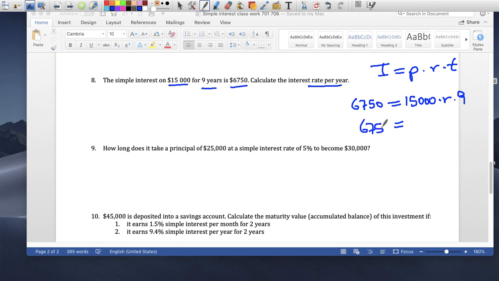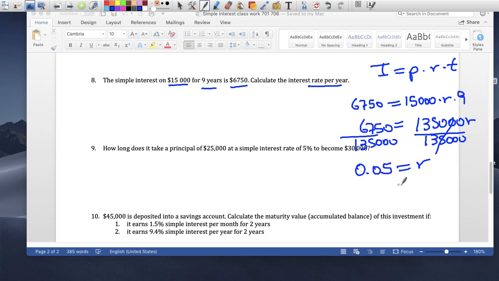So this is 6,750. On the other side, I'm going to multiply 15,000 times 9, and that's going to give us 135,000R. Now I divide by 135,000 and divide by 135,000. So R, let's divide 6,750 divided by 135,000, and that's going to give us 0.05. And if we change that to percent, it's going to be 5%.